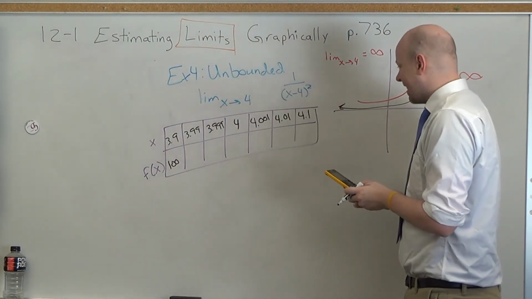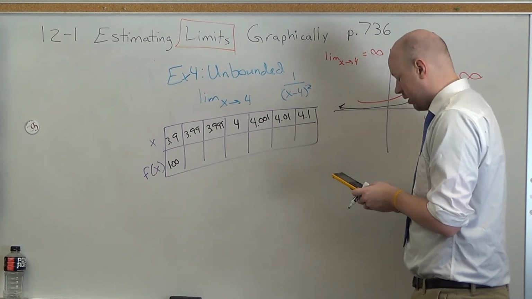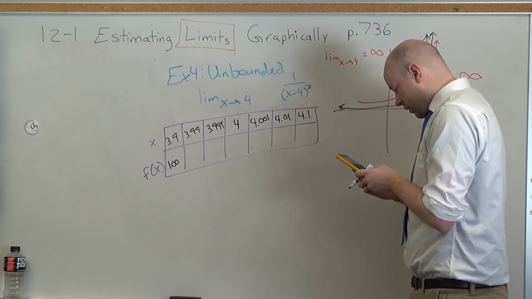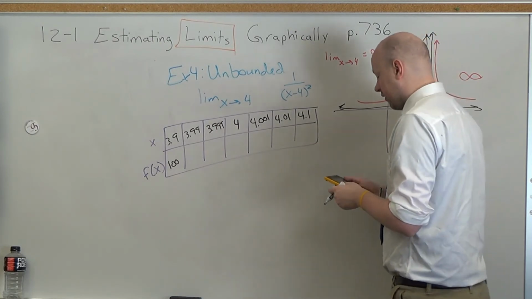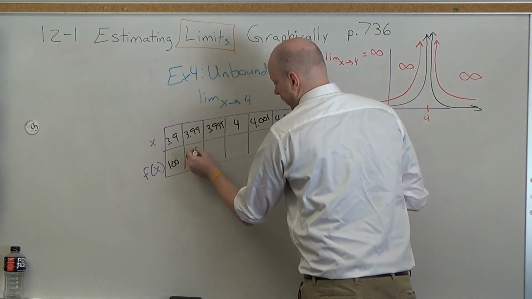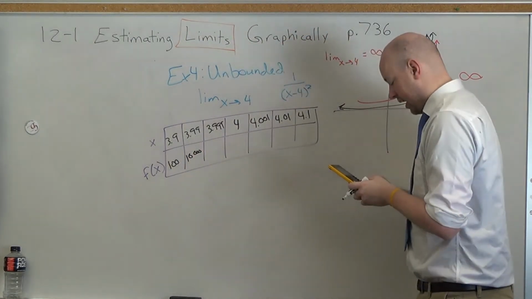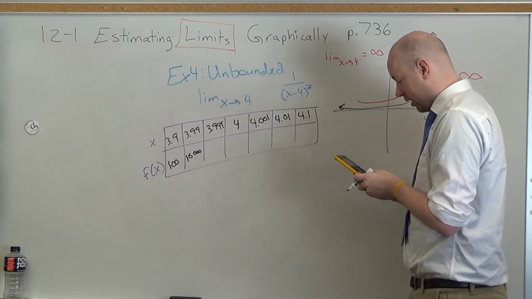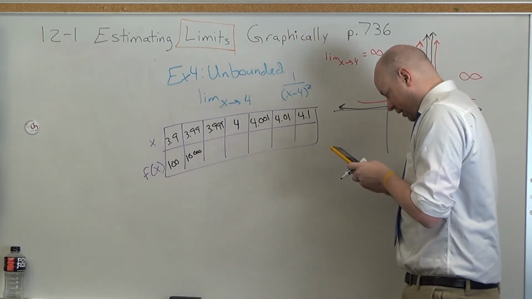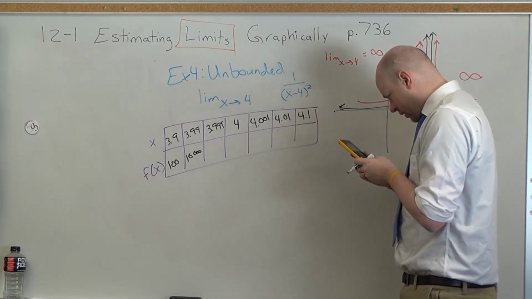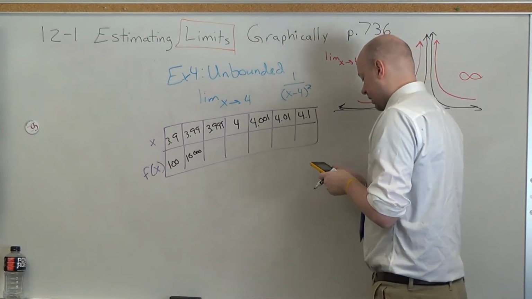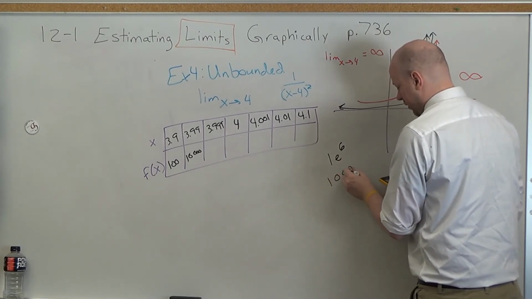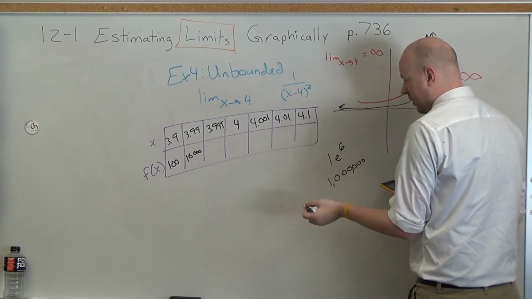Then I get 3.99 minus 4 squared, which would give me 0.0001, so 1 divided by 0.0001 would give me 10,000. And then 3.999 minus 4 squared, 1 divided by that is 1e to the 6th, so I get 6 zeros, which would be 1 million.